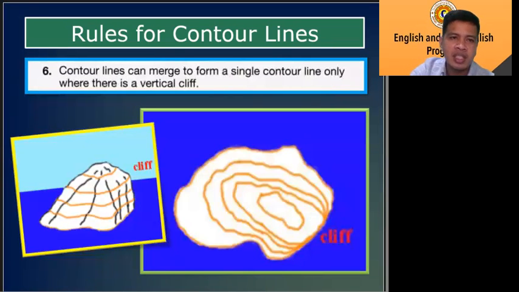Next one here, number 6, contour lines can merge to form a single contour line only where there is a vertical cliff. Same with number 5. So if there's a vertical cliff here, in this case, they merge on a single line. So if you see a single line like this one, where contour lines merge into a single line, it means that it is a cliff.